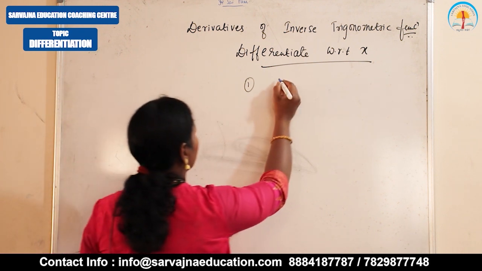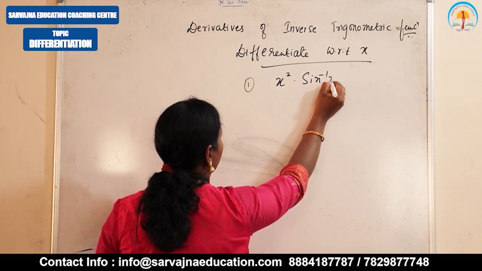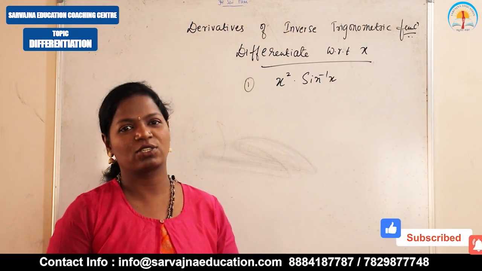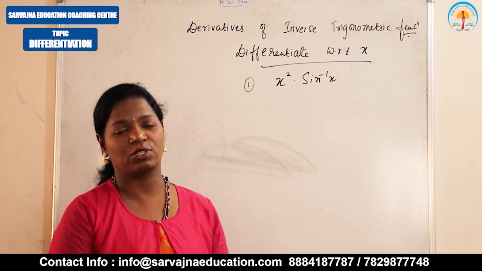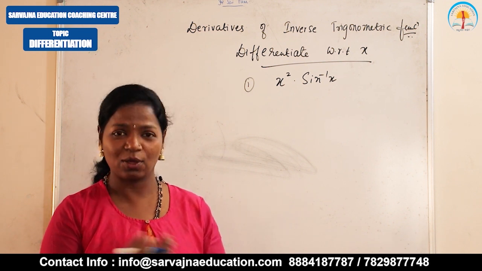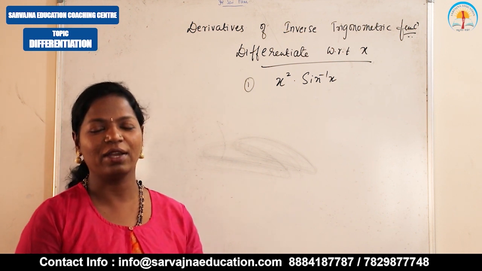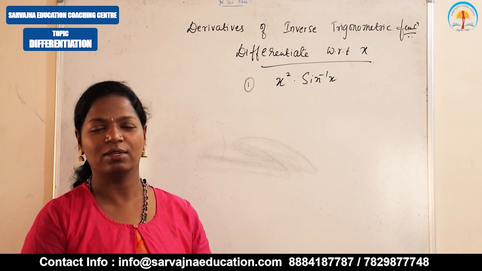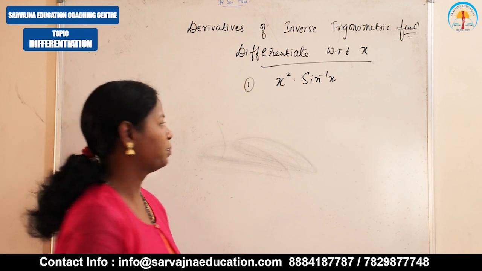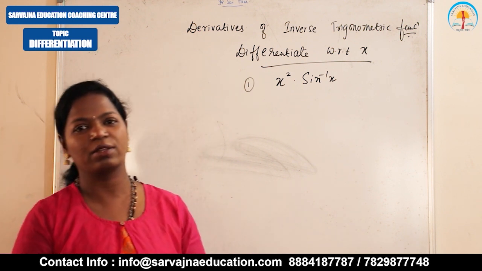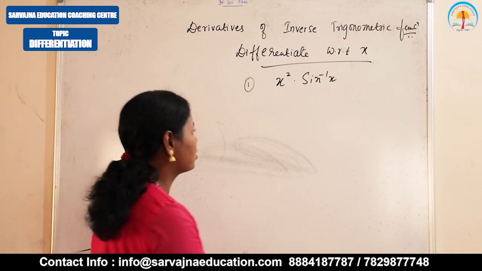First one, x square sine inverse x. See here, there is an x function and an inverse trigonometric function. We already know the inverse trigonometric function, but one thing you have to observe here is that these are in product form. x square and sine inverse x are both in product form, so we definitely have to follow the product rule. Once again I'll write the product rule. As per the product rule, we follow this.